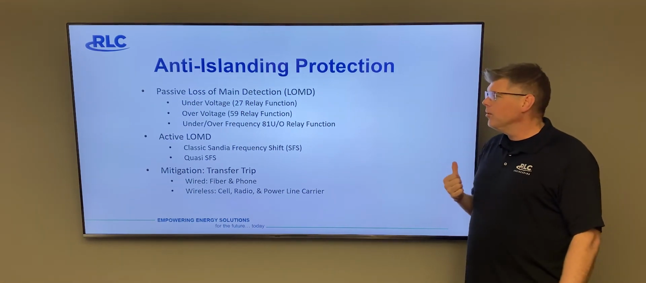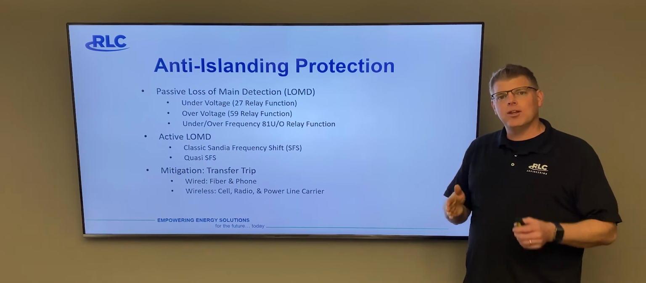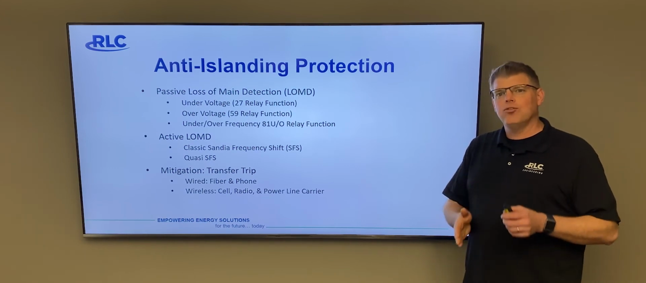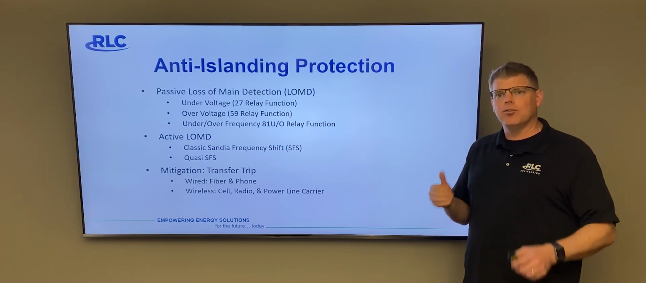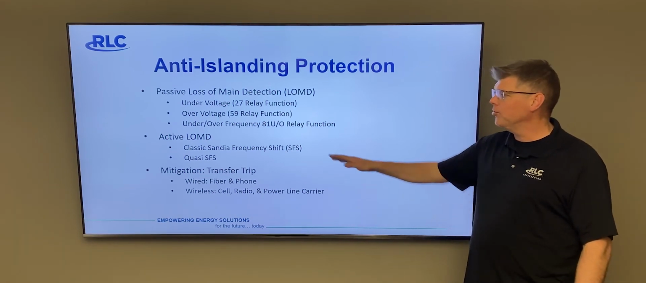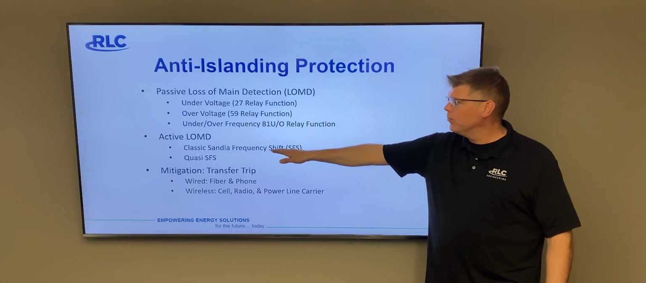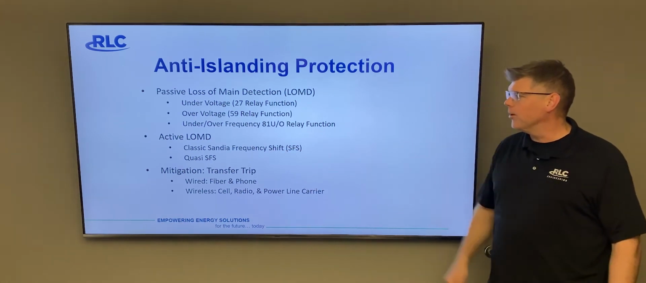An active loss of main detection is something where the inverter actually tries to push the system voltage or frequency out of line to trip it off. These are specific algorithms within the inverter, such as shown here.